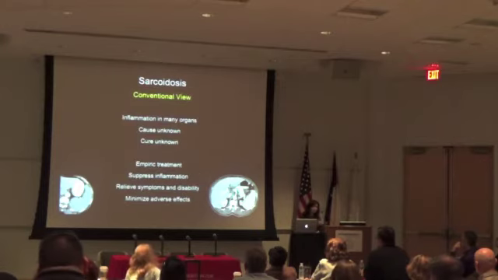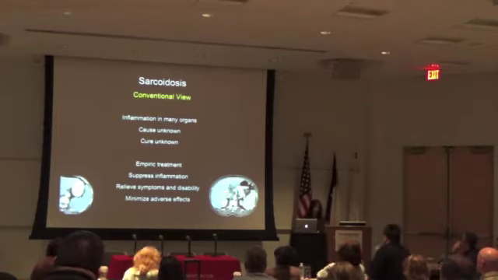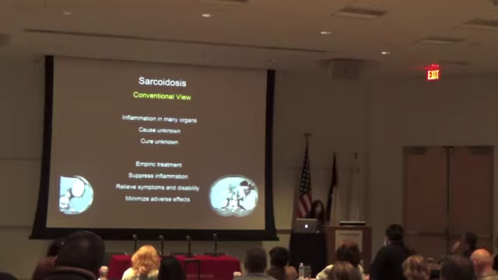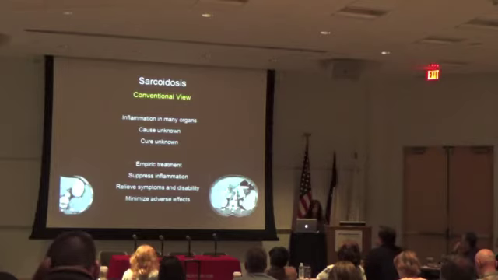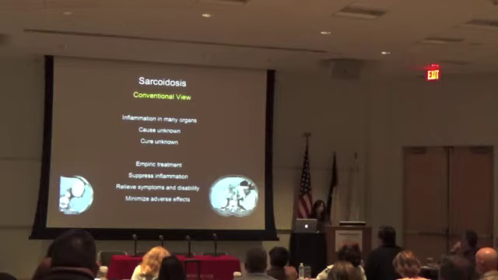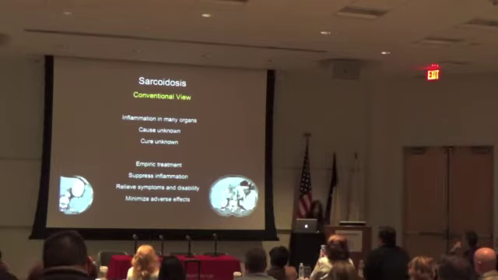Okay, so now the conventional overview that we would give, or textbooks would give, is that this is a granulomatous inflammation involving many organs. The cause is unknown and probably different in different patients, and therefore the cure is unknown. The treatment is empiric, with the goal of suppressing the inflammation to relieve the symptoms, reduce disability, and to minimize side effects. So you look at this picture and you go like, well, okay, that's not very encouraging, right?